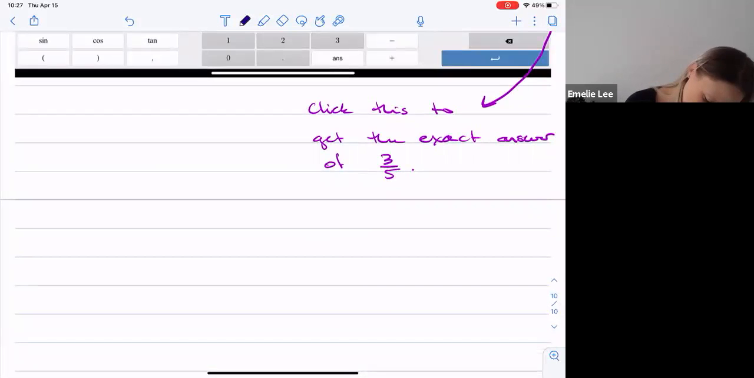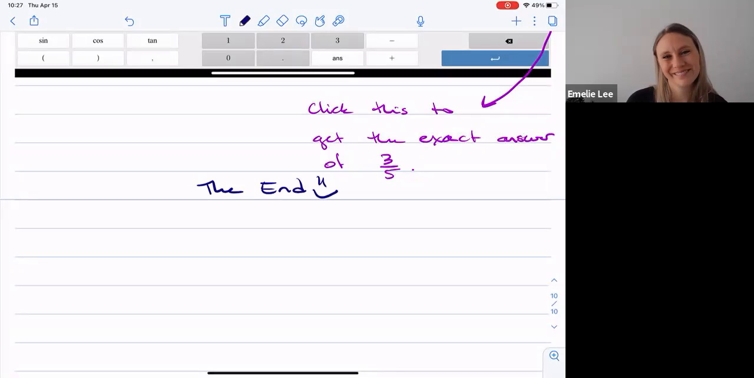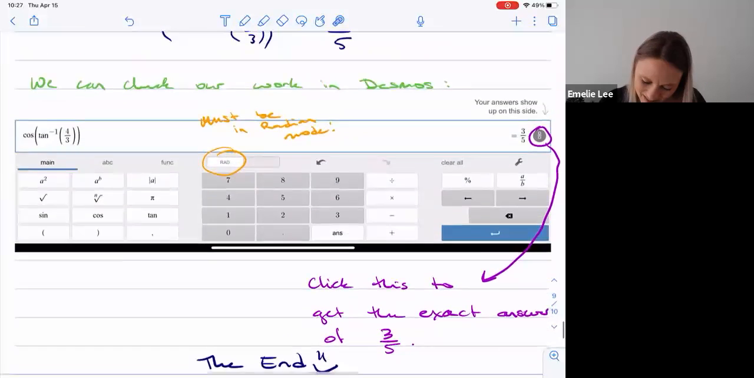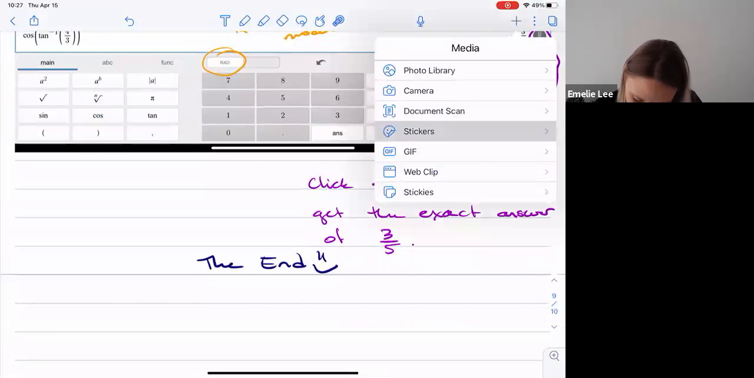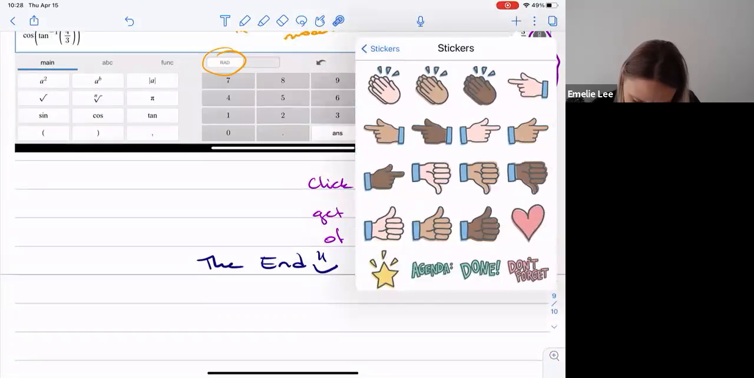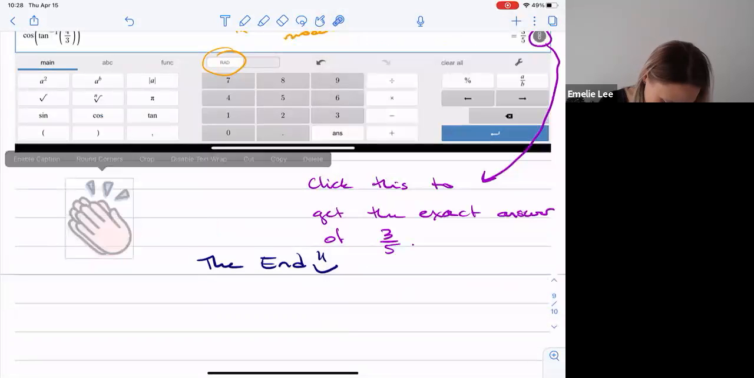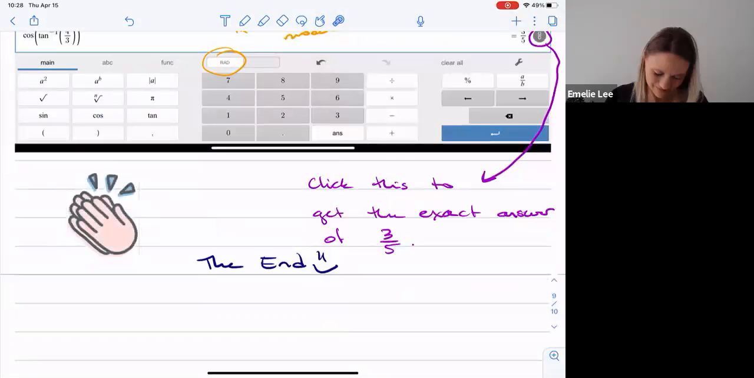The end. Only because I've got a page break here, I can't do anything else. But let's see if I have an appropriate sticker. Whee! You did it. Yay.